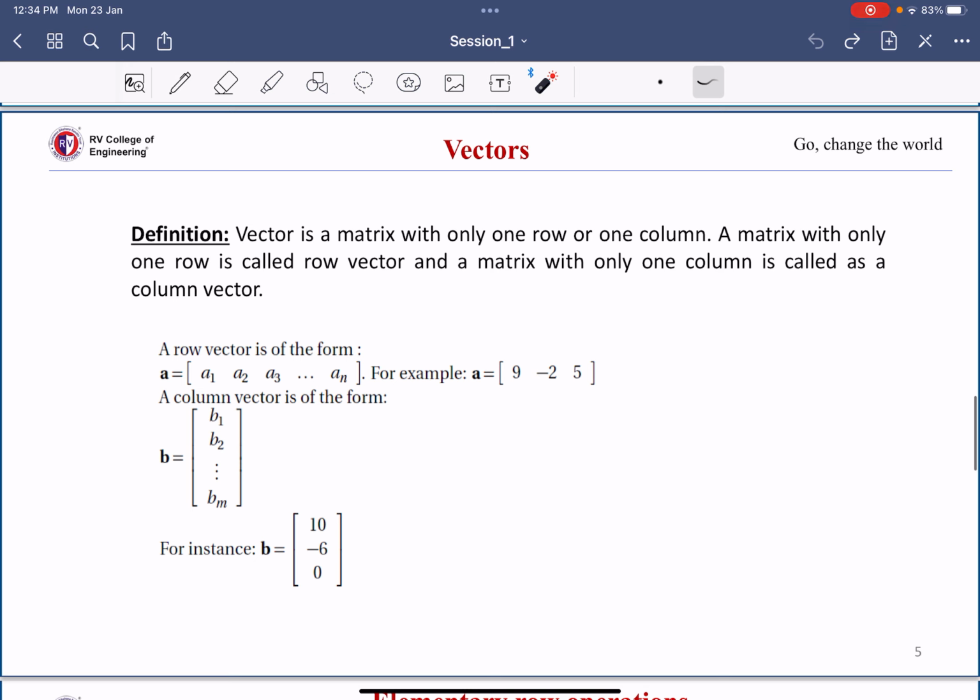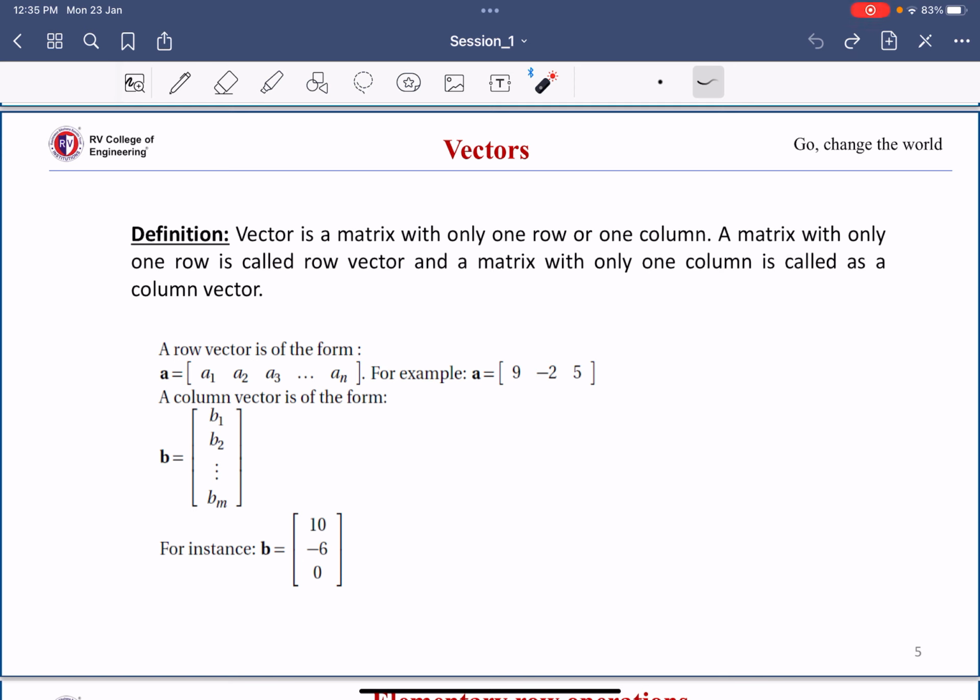What is a vector? A vector is a matrix with only one row or one column. A matrix with only one row is called a row vector, and a matrix with only one column is called a column vector. In general, a row vector is of the form A is equal to A1, A2, A3, and so on, An, which means a row vector has only one row and any number of columns. For example, the matrix A is equal to 9, minus 2, 5 is an example of a row vector since it has only one row.